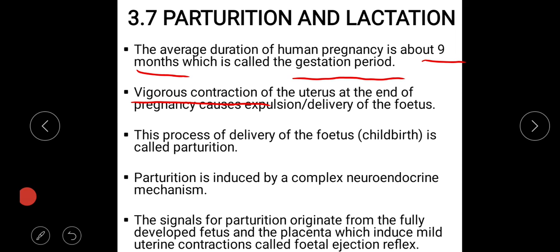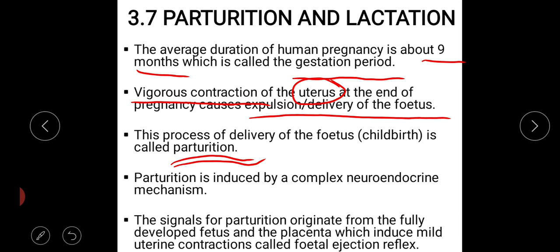So vigorous contraction of the uterus at the end leads to the what? Expulsion, delivery of the fetus. Vigorous contraction of the uterus or uterine wall at the end of pregnancy, that means at the end of the 9 months, causes expulsion or delivery of the fetus. So this process is known as what? This process is known as parturition. That means the process of delivery of the fetus, or childbirth, is called parturition.